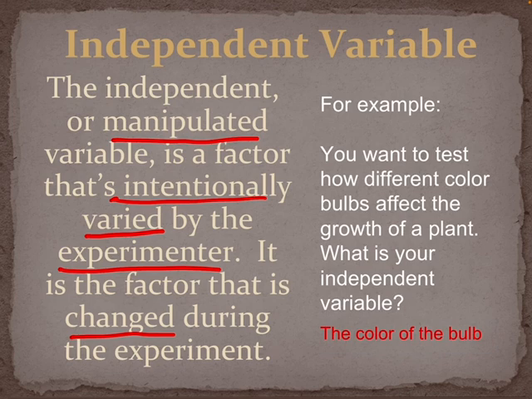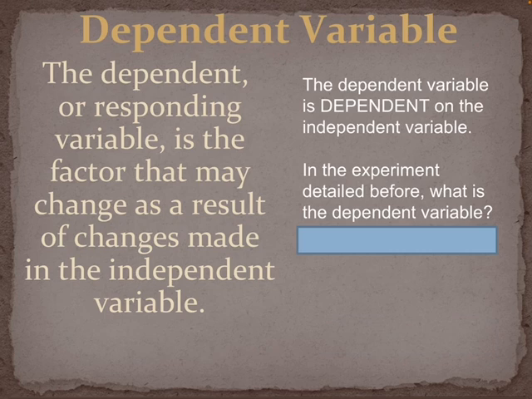Okay? Now, what's the dependent? Well, if the independent is the one that's changed, the dependent variable is the variable that responds to the independent. It is the factor that may change as a result of the independent variable. The dependent variable is dependent on the independent. And that's a lot of types of dependence, right? You're hearing that word often. But just remember, dependent variable sounds just like what it is. It's dependent on the independent. So the independent changes. We've manipulated that variable. That was the color bulbs.